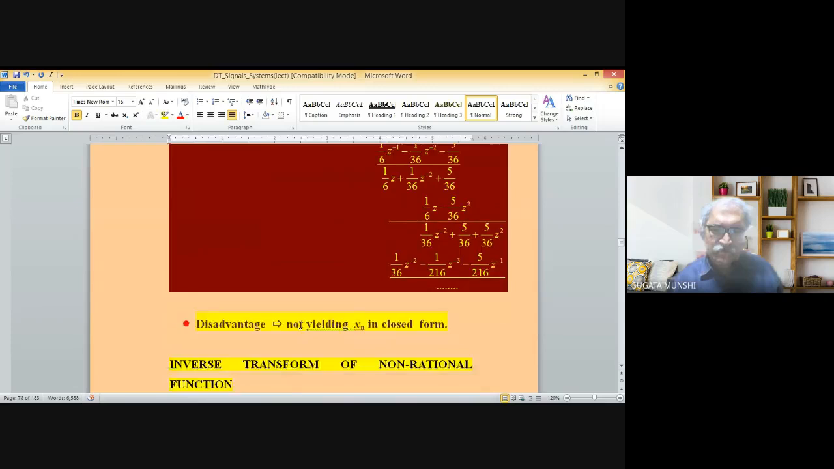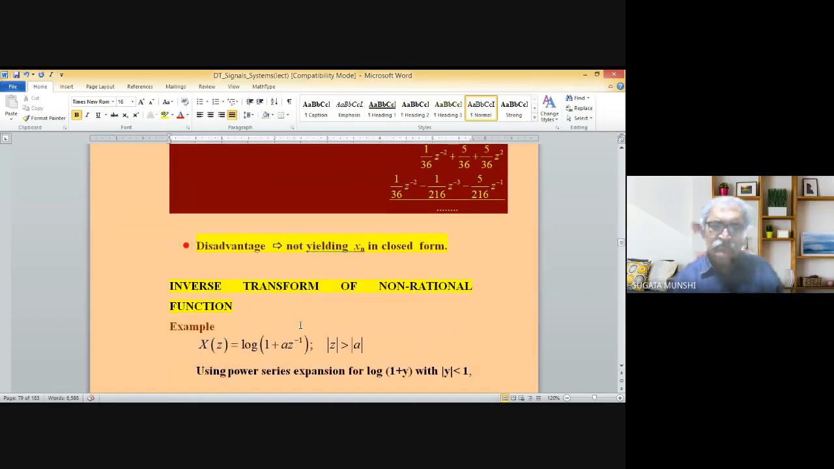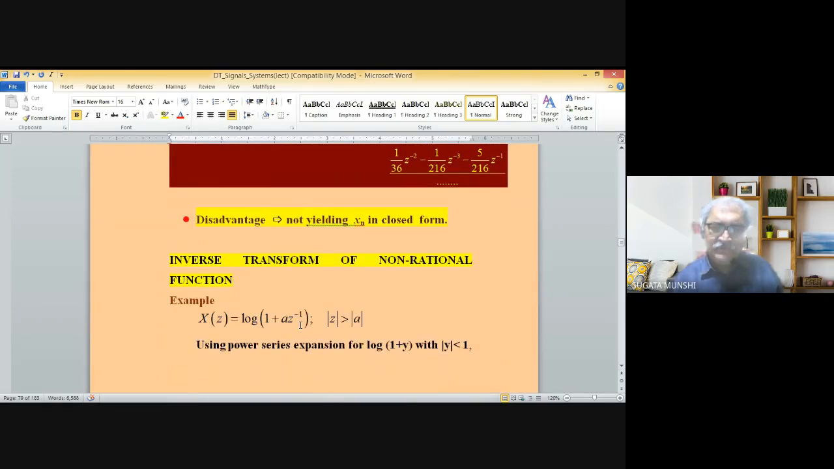So that was about the long division method for getting the inverse Z transform. Now, the disadvantage of this method is that you get the sample values of the inverse Z transform, but you don't get an expression for the inverse Z transform. That is the main disadvantage, but it's easy to apply. So in certain cases, it will suit your purpose. Otherwise, if you're interested in the expression, you have to go for the other methods.